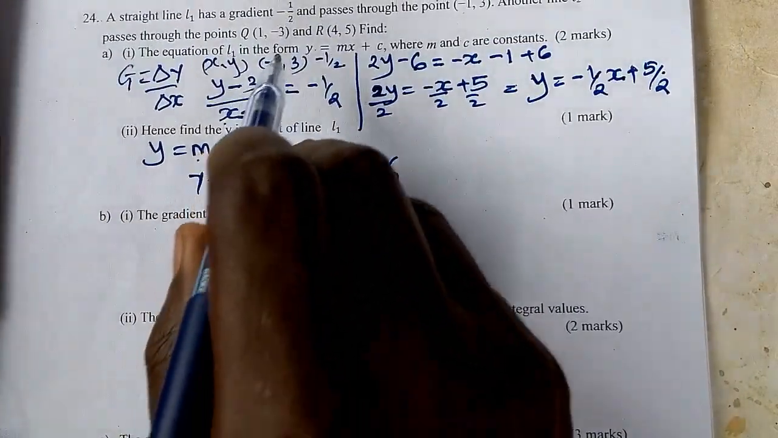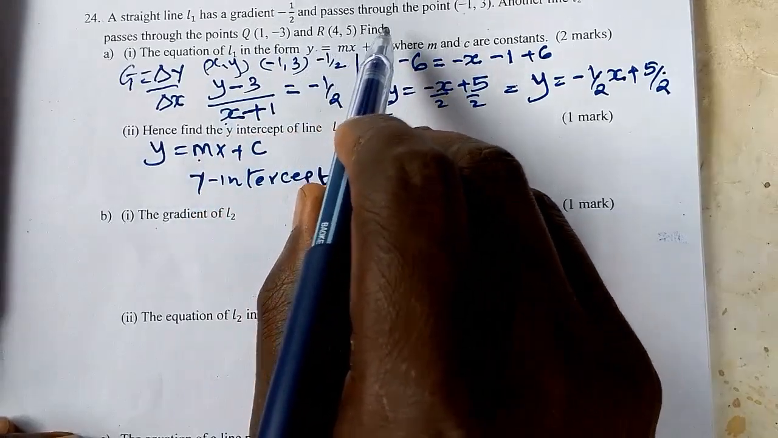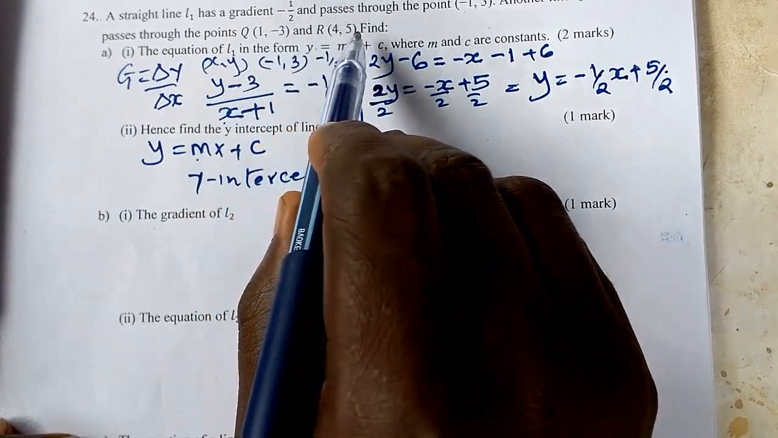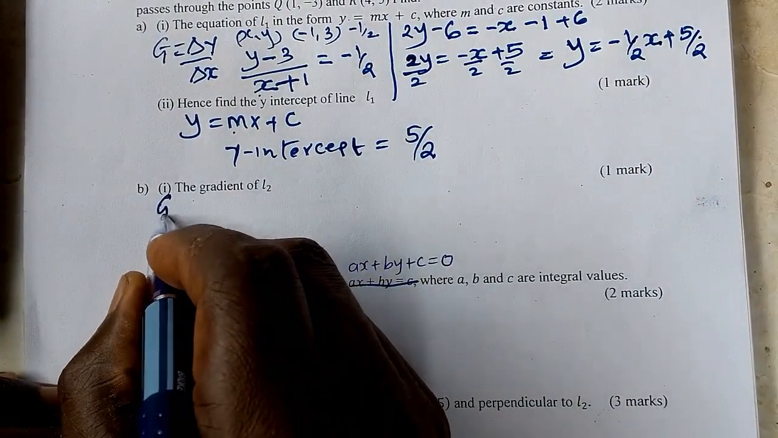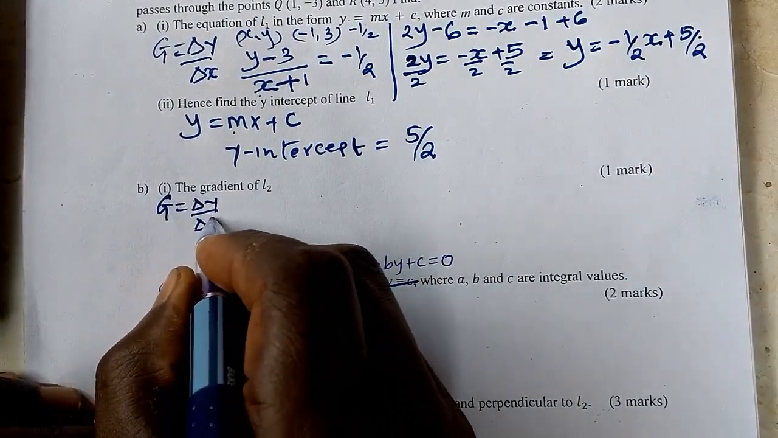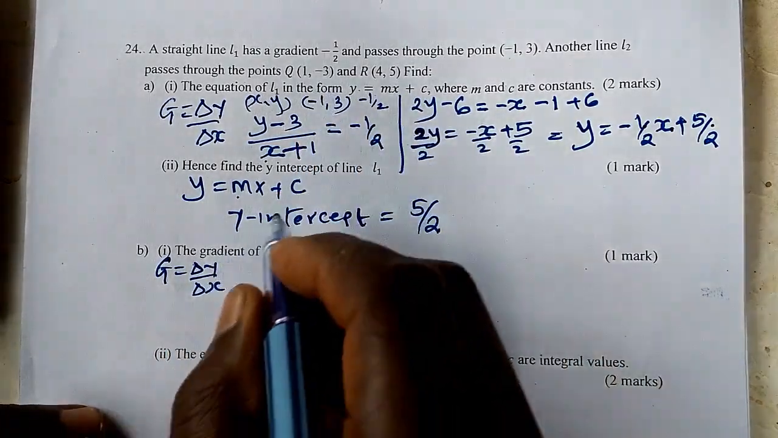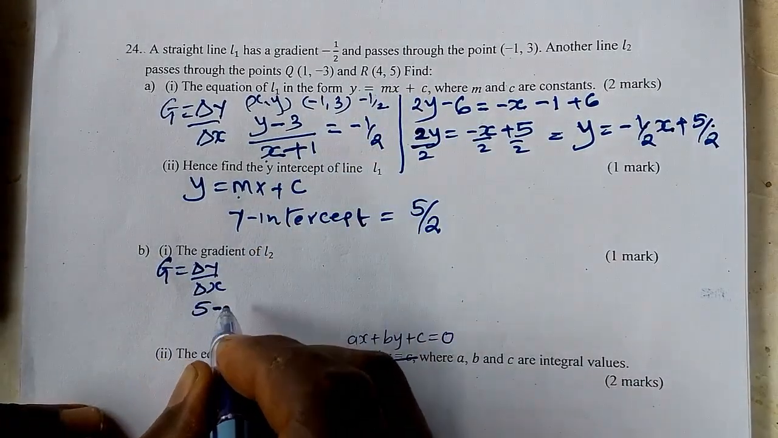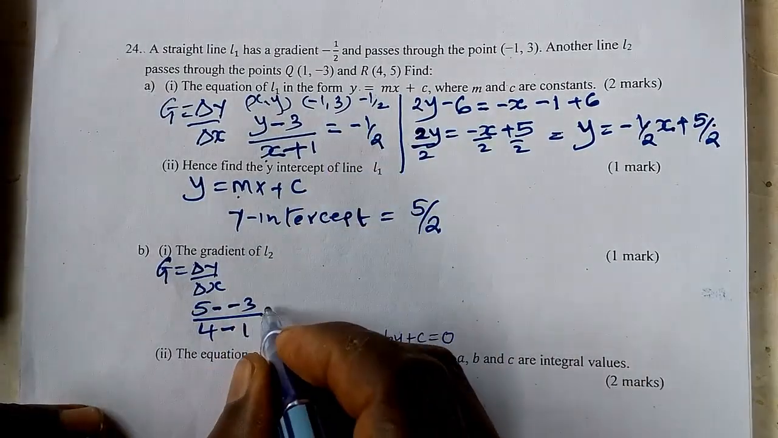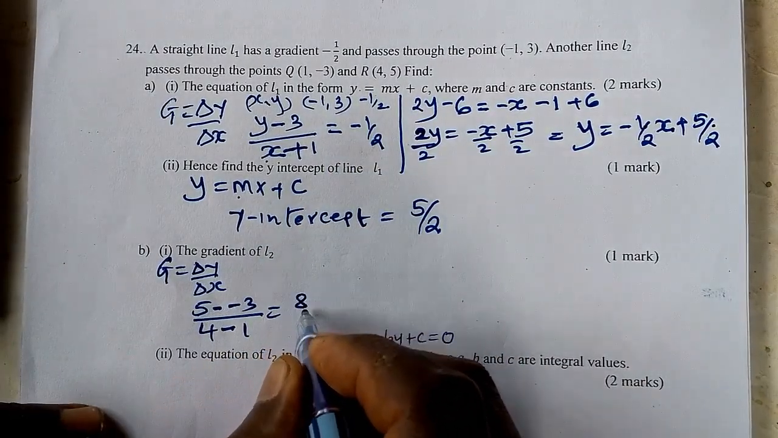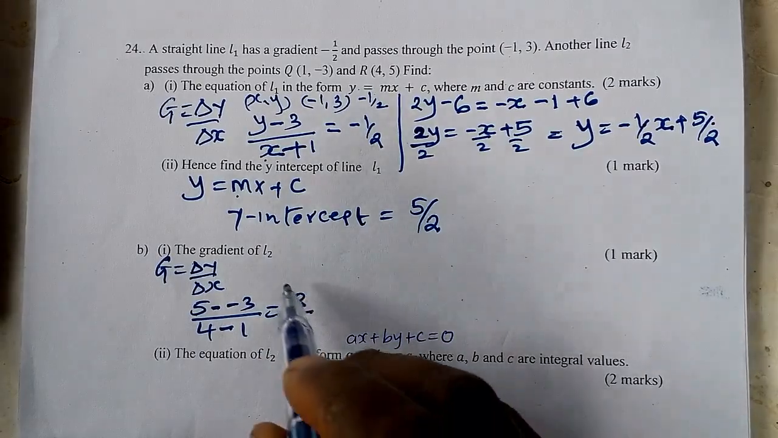Gradient of L2. Line 2 passes through the points (1, -3) and (4, 5). Since we have two points, we must get the gradient and then find the equation. So gradient equals change in y over change in x. So 5 minus -3, divided by x, which is 4 minus 1. That will be 8 over 3. So the gradient of L2 is 8 over 3.